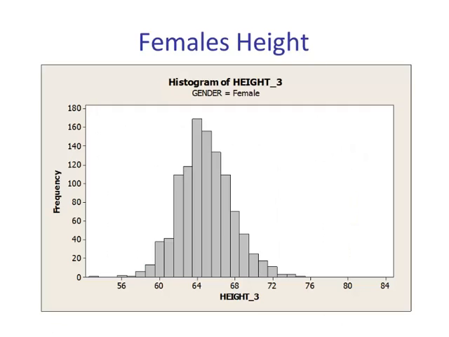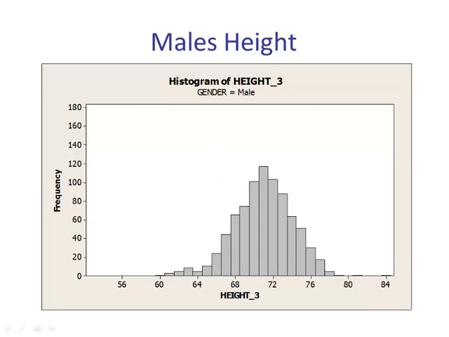Now this is the height, but this is separated for just females, and this would be approximately symmetric. We'd even probably say that this is bell shape. Let's look at the males. So we can see that the males have a different center, and this distribution is roughly bell shape also, and symmetric.